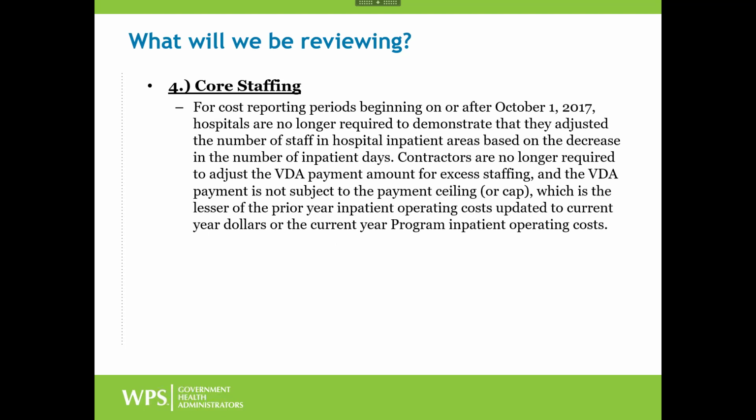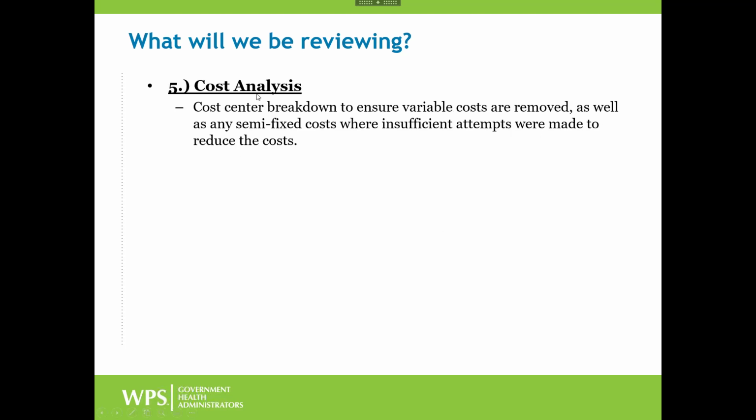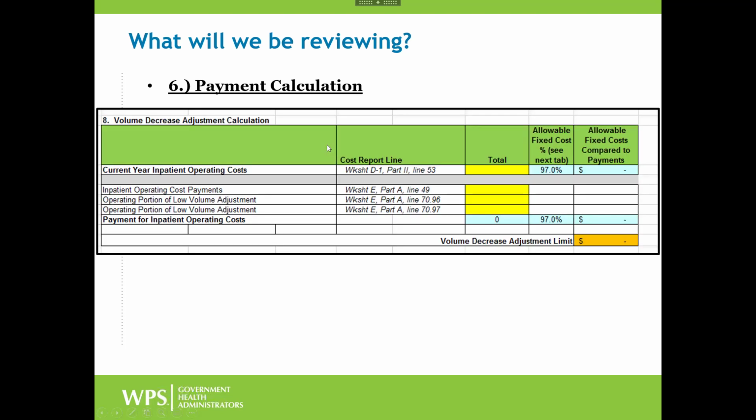Now, for the core staffing, again, assuming you're dealing with a cost reporting period beginning on or after 10/1/17, this core staffing is no longer required. But number 5 is required. It's a cost center breakdown to ensure that the variable costs are removed, because those should have been reduced when the activity reduced, as well as any semi-fixed costs where there were insufficient attempts made to reduce the costs. Again, somewhat of a subjective review, but we need the narrative explanation for what attempts were made.